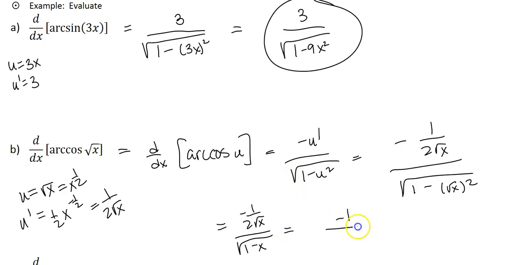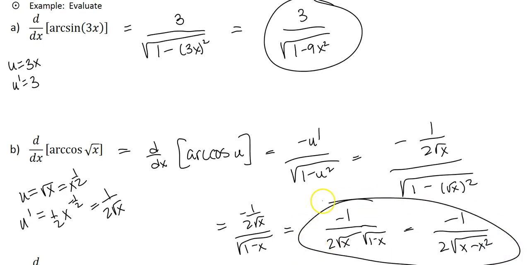I would have negative 1 over 2 times the square root of x times the square root of 1 minus x. Some people would leave it like that. Some people would write it as negative 1 over 2 square root of x minus x squared. Honestly, either one of these is fine with me.